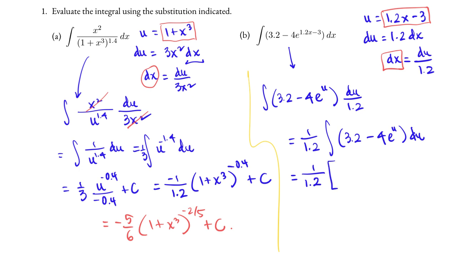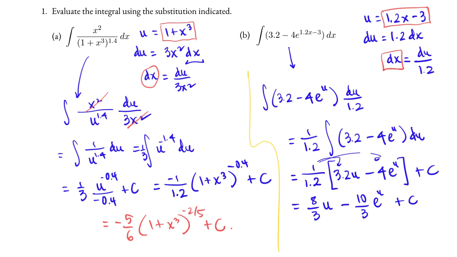The antiderivative of 3.2 with respect to u is 3.2u. Minus 4 is a constant multiple, and the antiderivative of e to the u with respect to u is e to the u plus c. And then we distribute 1 over 1.2 to everything inside the bracket. 1 over 1.2 times 3.2 is 8 over 3 using the fraction, minus 1 over 1.2 times negative 4 is negative 10 over 3, and then e to the u plus c.